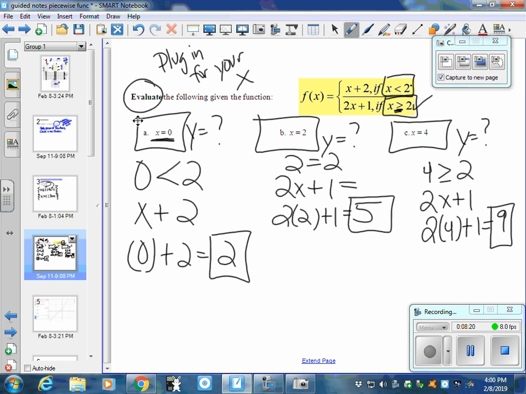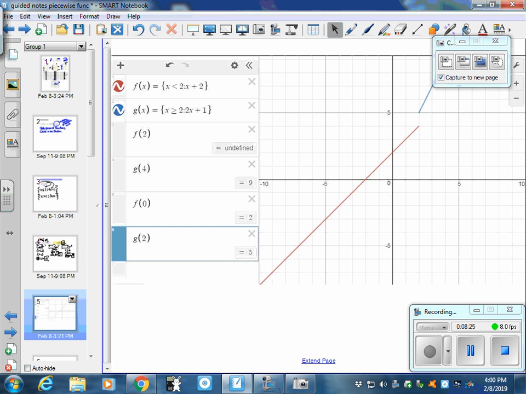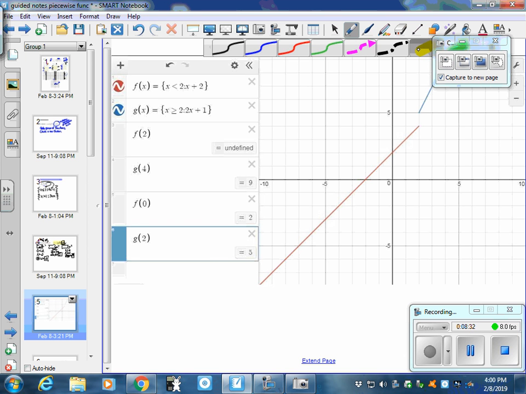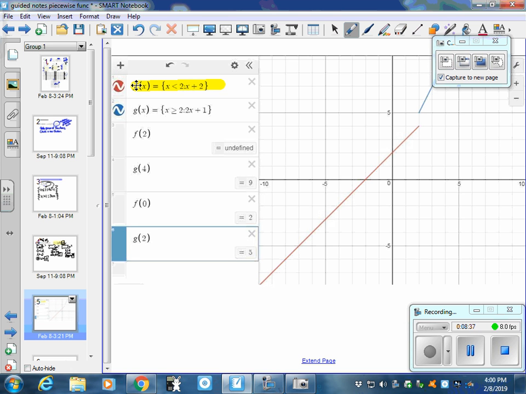Okay? Now, we can put it into Desmos like this on the next slide. So I put in f of x, and I put it in x less than 2, colon, x plus 2, and I put in a g of x. And then I just put in f of 2, and it says undefined because it doesn't work in f. 2 does not work in f. F of 0 works and gave me 2. G of 2 does work and gives you 5. When you put the 4 in g, it works and gives you 9.